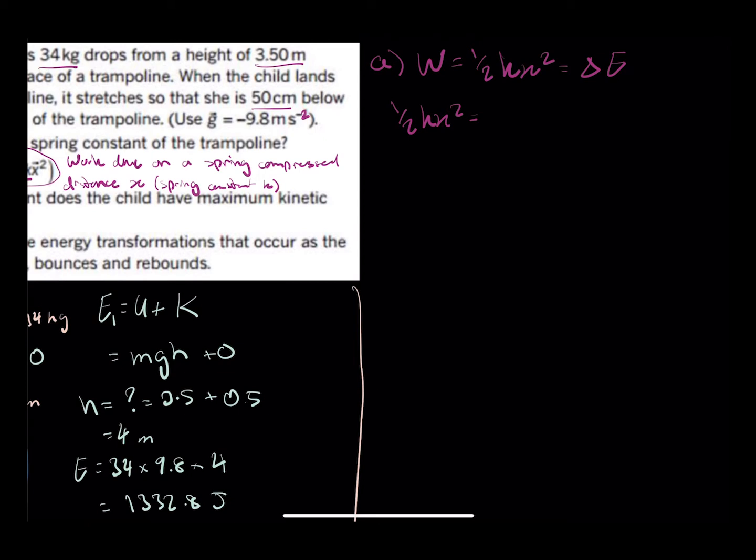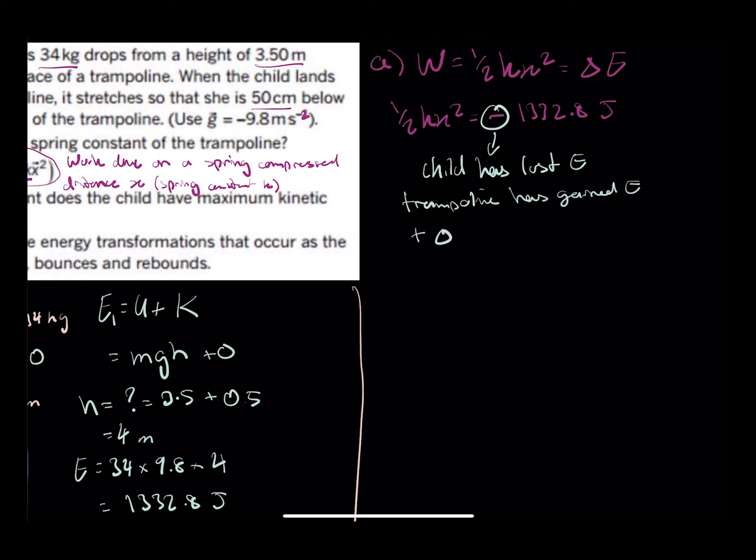Let's quickly think about the sign here. This sign tells us that the child has lost energy. We are looking at the trampoline though, which means that the trampoline has gained energy. So we're going to treat this as positive delta E for the trampoline. So that gives us a half times K times x.